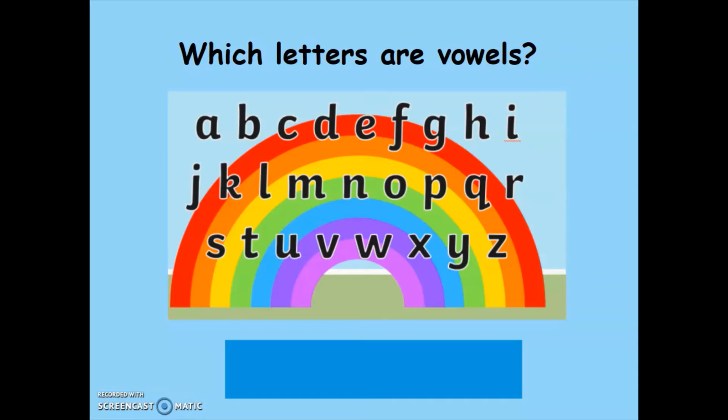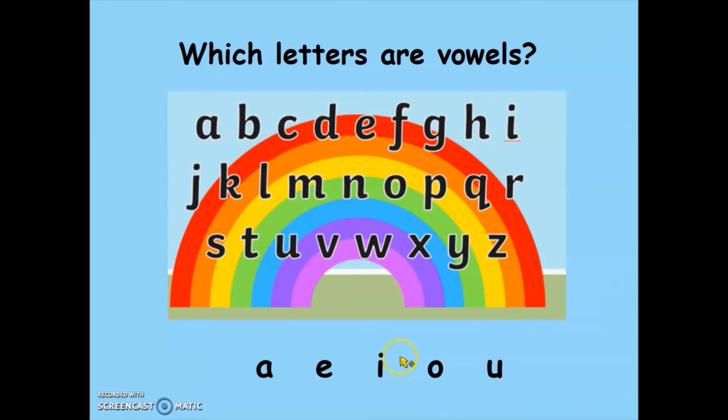And yesterday we were talking about vowels. What are the 5 vowels? Say them out loud now. You can use the rainbow alphabet to help. The 5 vowels are A, E, I, O, and U.